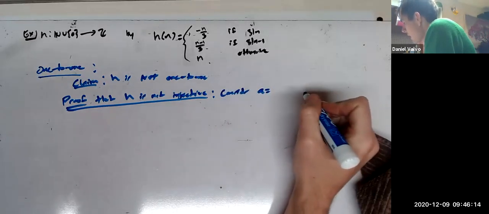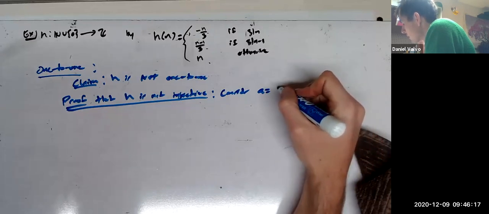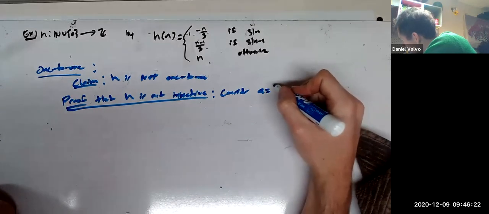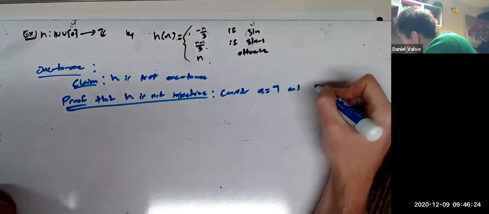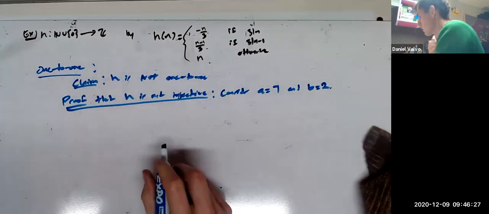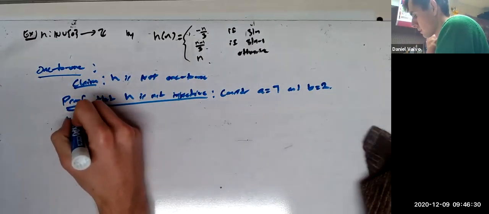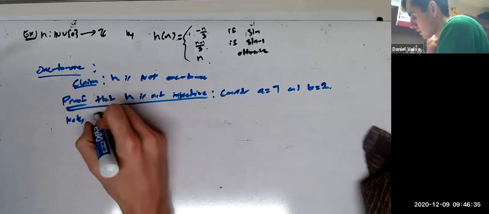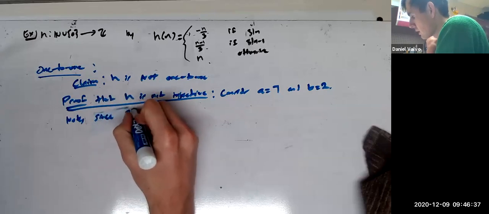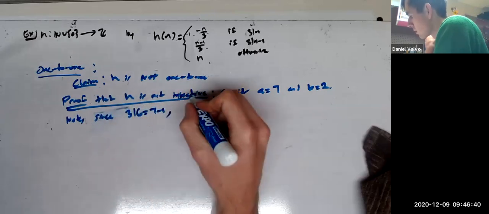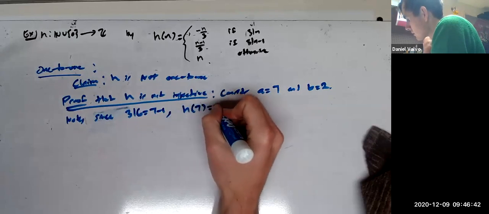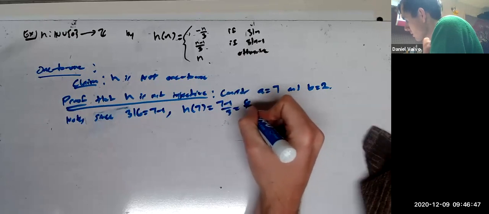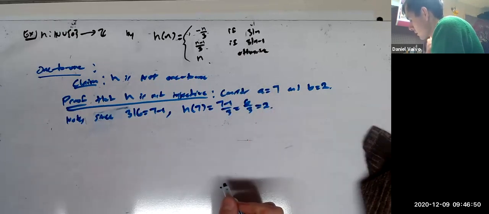Consider A equals, I believe it was 7, yes. And B equals 2. Note, since 3 divides 6, which equals 7 minus 1, H of 7 in this case would equal 7 minus 1 over 3, which equals 6 over 3, which equals 2.